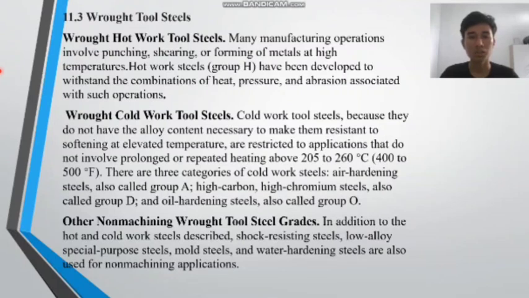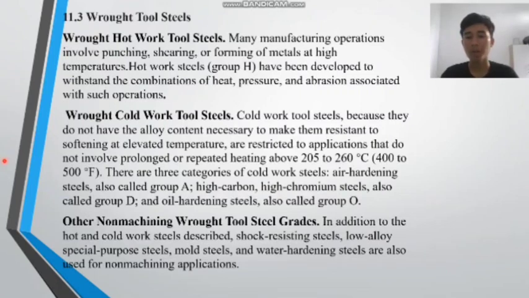Cold work tool steels, because they do not have the alloy content necessary to make them resistant to softening at elevated temperature, are restricted to applications that do not involve prolonged or repeated heating above 205 to 260 degrees Celsius, or 400 to 500 degrees Fahrenheit. There are three categories of cold work steel: air hardening steels, also called Group A, high carbon, high chromium steels, also called Group D, and oil hardening steels, also called Group O.